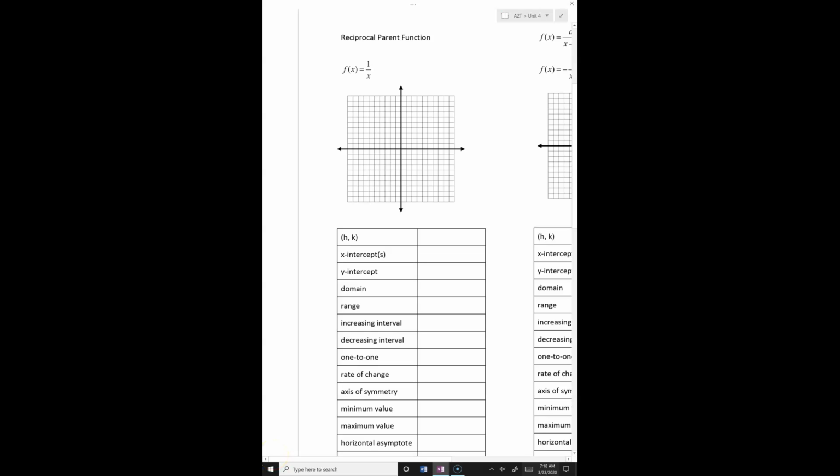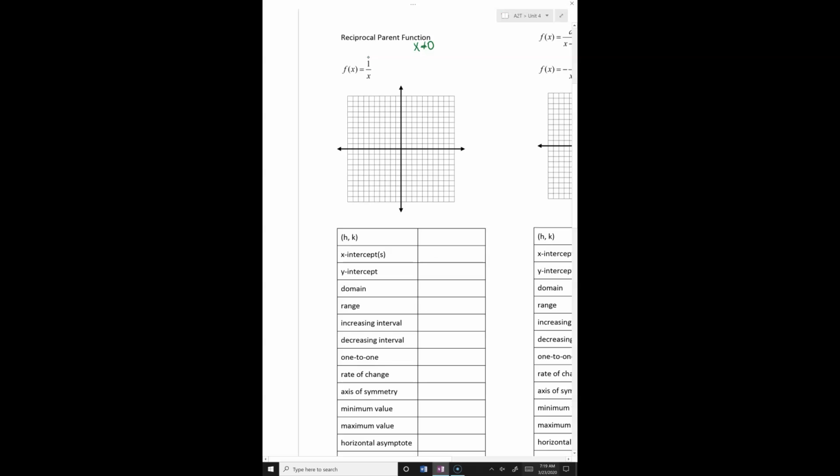Hello, hello, hello. All right, reciprocal function. So looking right away, some of you might say, okay, so x can't be 0. Well, you would be correct. X cannot be 0 because it's in the denominator, and we can't have a 0 in the denominator.